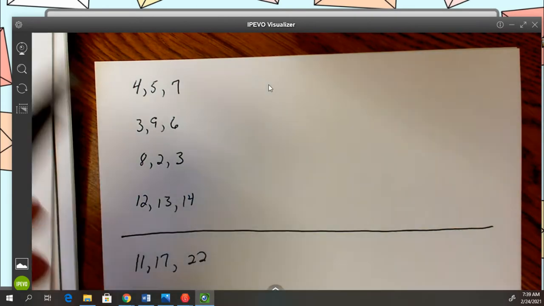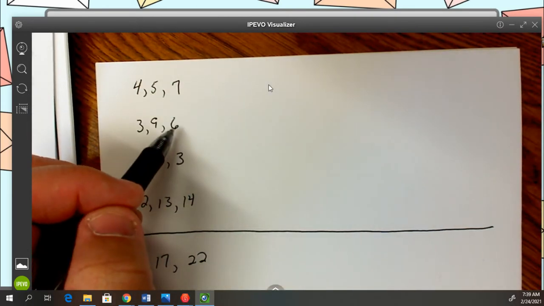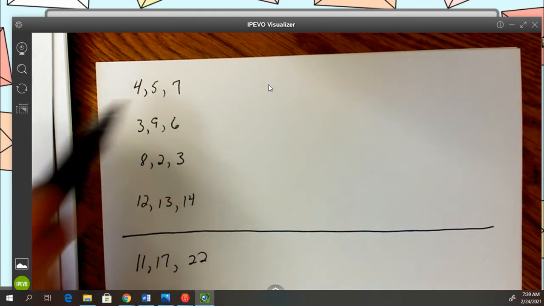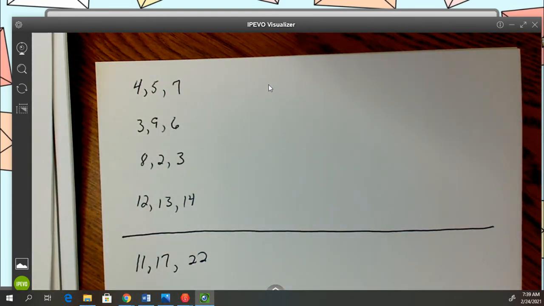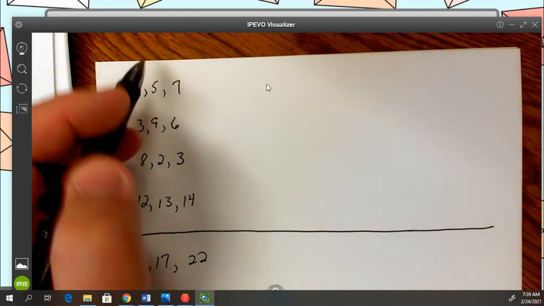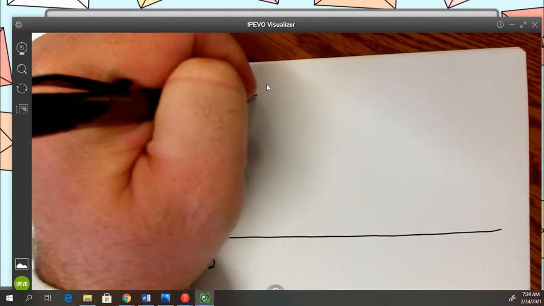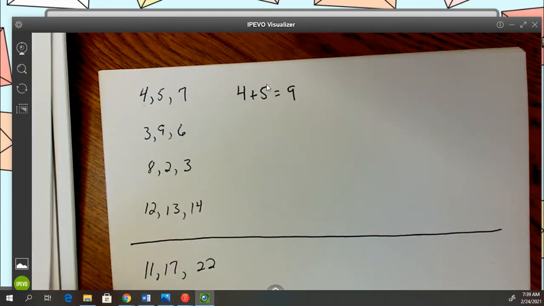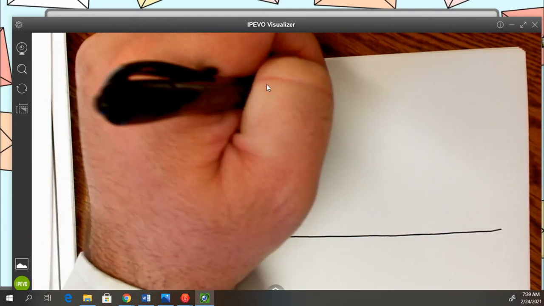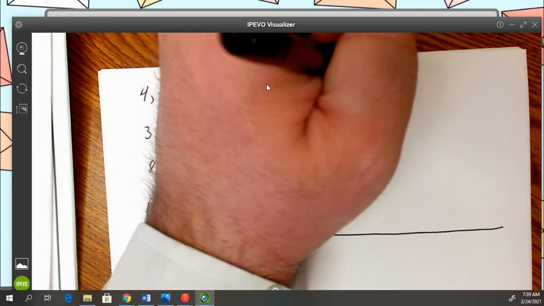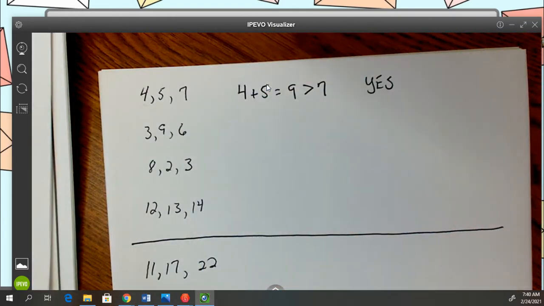Now, if I add any two of these numbers and it's greater than the third one, then we can form a triangle. Now, if you pick one of the numbers to be the largest one, then it's always going to work. So I always try to pick the two smallest numbers. So in this case, if I add 4 and 5 together, I get 9. And is 9 greater than 7? Yes.